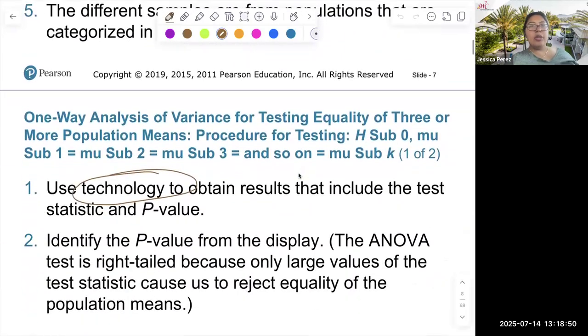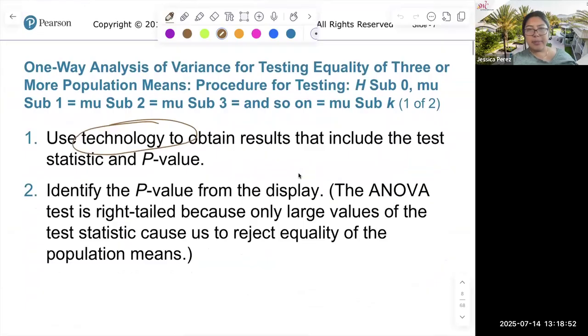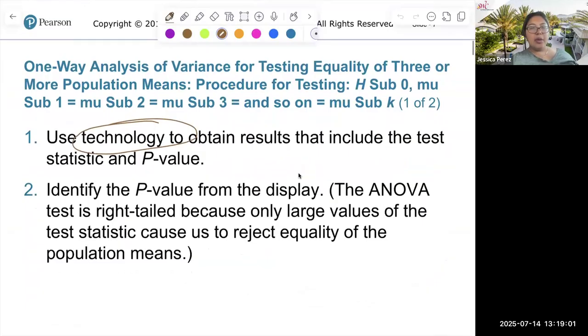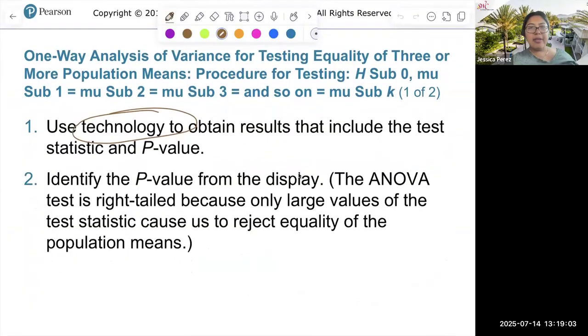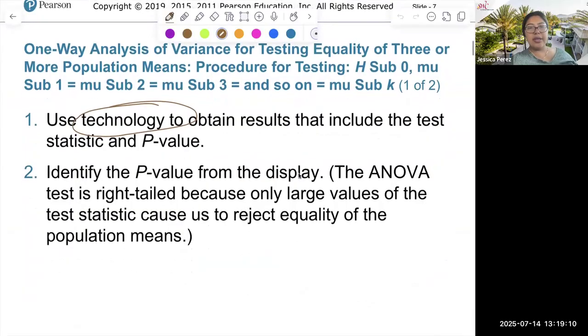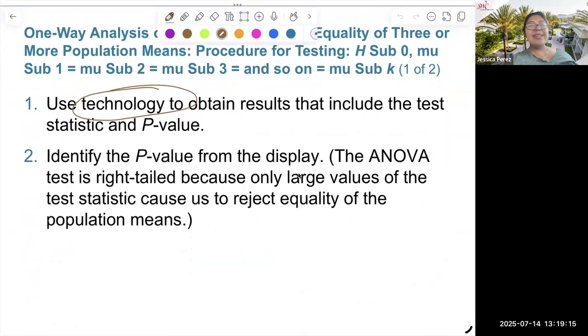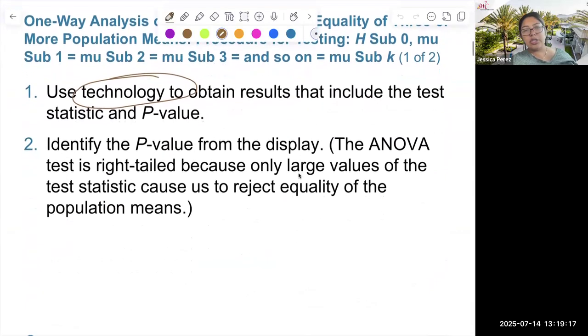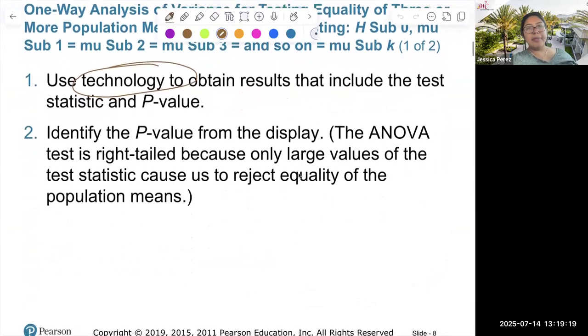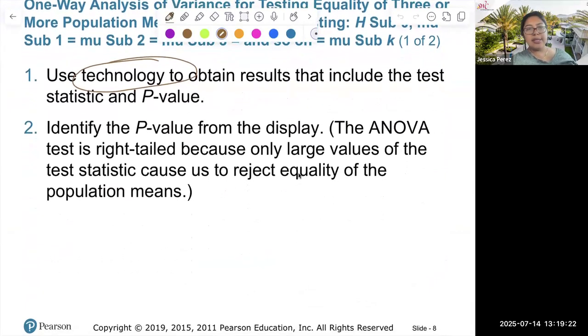To evaluate this, we're going to be using technology to obtain results that include a test statistic, the F test statistic, and the p-value. We identify the p-value from the display. ANOVA is a right-tailed test because only large values of the test statistic cause us to reject the equality of population means. So again, we are going to be using StatDisk or StatCrunch to look at the p-value and the test statistic.